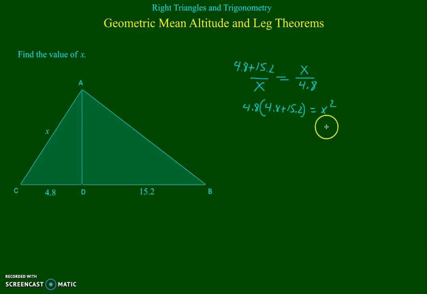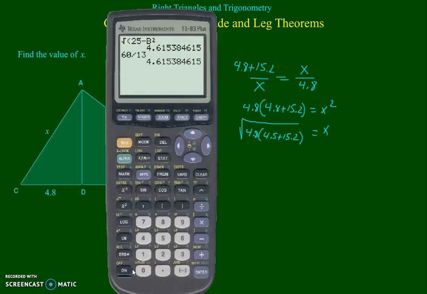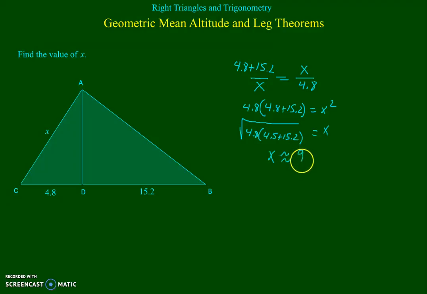Now we're going to take the square root of both sides, so x equals the square root of this whole thing: 4.8 times 4.8 plus 15.2. And again, I'm doing this purposely. I'm not simplifying this ahead of time because I just want to enter this one time in my calculator. So we're going to have the square root of 4.8 times 4.8 plus 15.2, close my parentheses, and our value is 9.79 or 9.8. So x is approximately equal to 9.8.